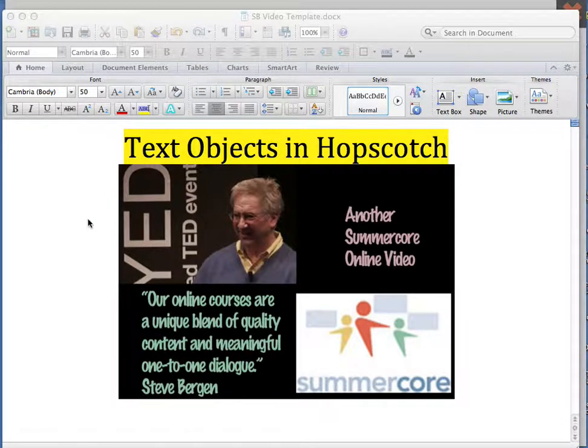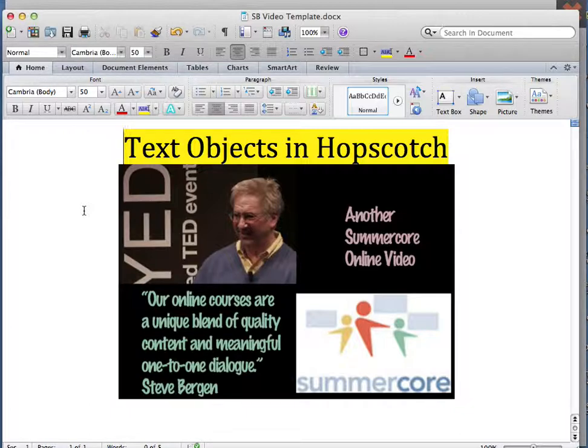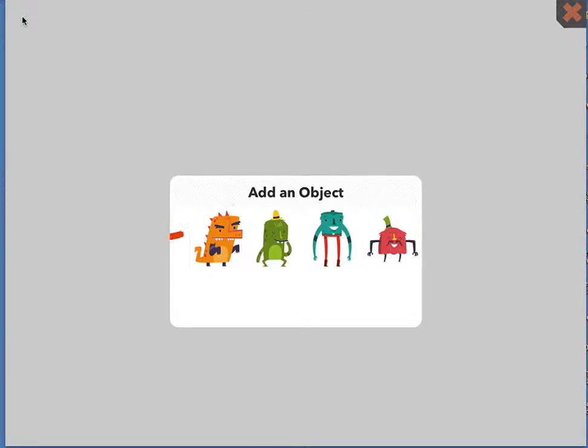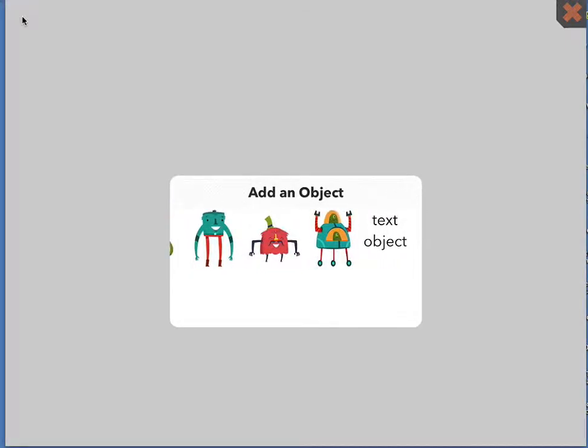Okay, Steve Bergen here. This video assumes you know a little something about Hopscotch, and now you want to learn how to do text objects. So it turns out you don't have to choose the monkey or the frog, but you can go all the way to the right and choose a text object.